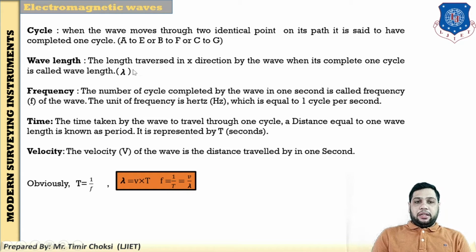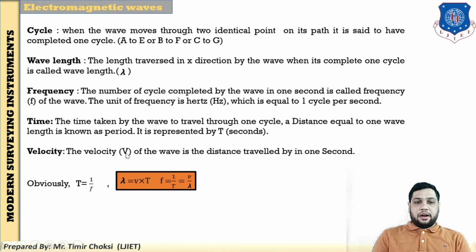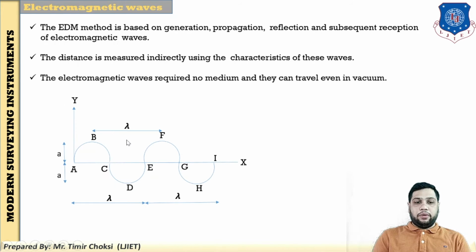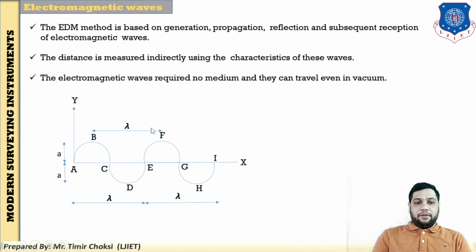Now wavelength. The length traversed in the x direction by the wave when it completes one cycle is called the wavelength, lambda. Here the waves move in the x direction. So the length traversed in the x direction by the wave in completing one cycle, A to E, B to F, is called the wavelength. So this is the wavelength.